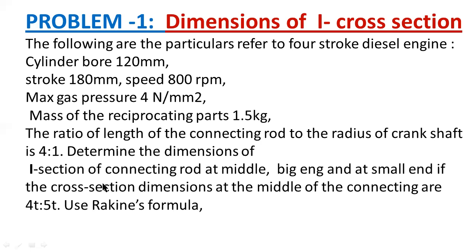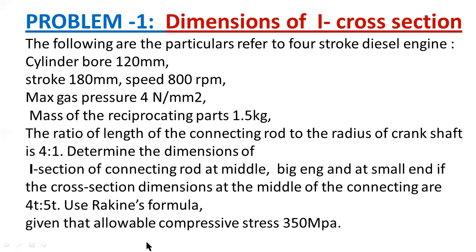Determine the dimensions of I section of the connecting rod at middle, big end, and at small end. If the cross section dimensions at the middle of the connecting rod are 4t to 5t, use Rankine's formula. Given that allowable compressive stress is 350 megapascal. This is the given data for determining the dimensions of I cross section of the internal combustion engine connecting rod.